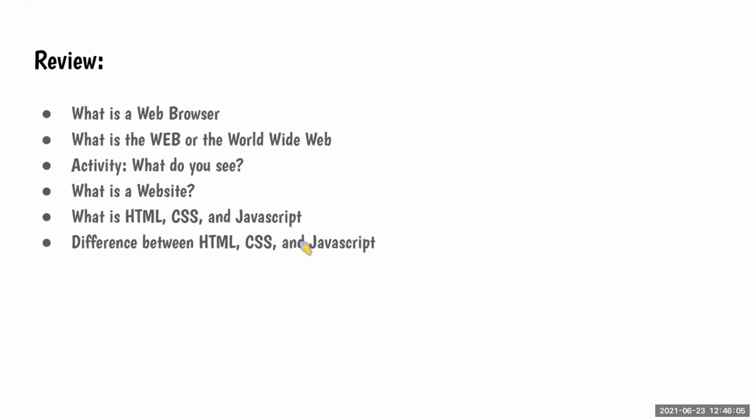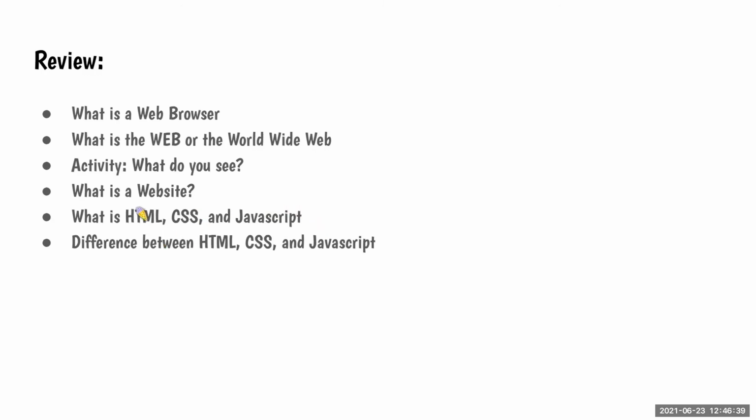So now let's go to the review. We learned what a web browser is, and that's where you can search up something and you can get information. The web, or the World Wide Web, is just a collection of information. And then we did a small activity. Then a website is just a little page or two of information. So websites give you more information on things. Then HTML, CSS, and JavaScript.